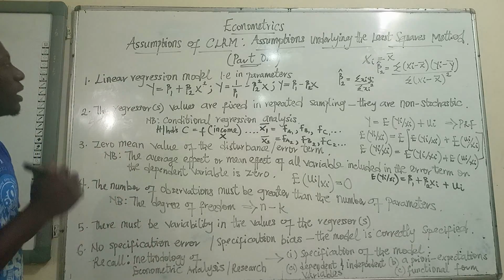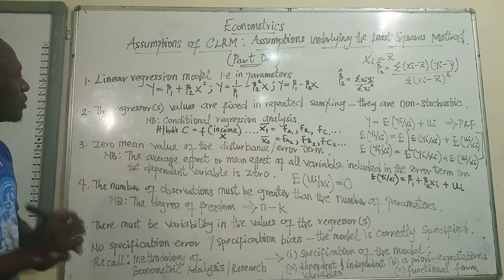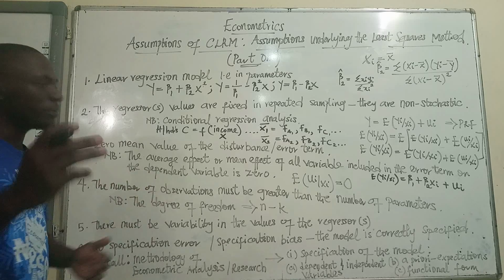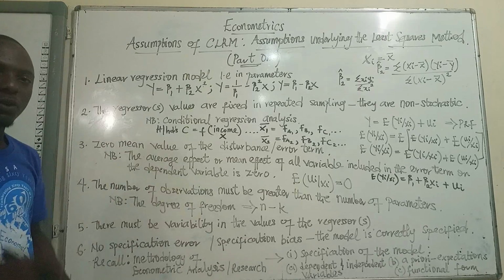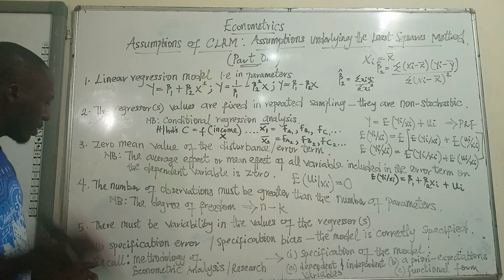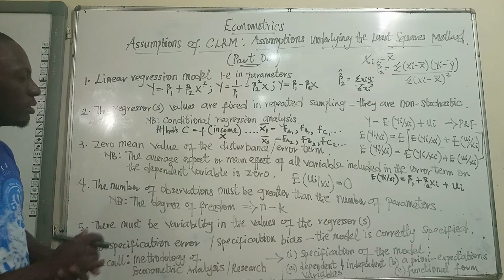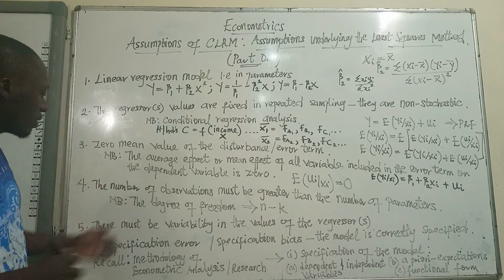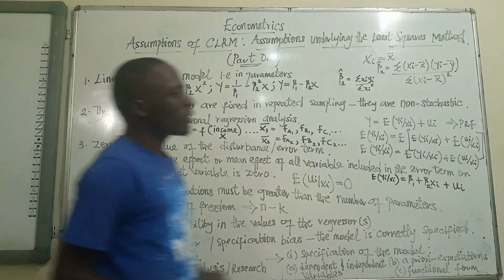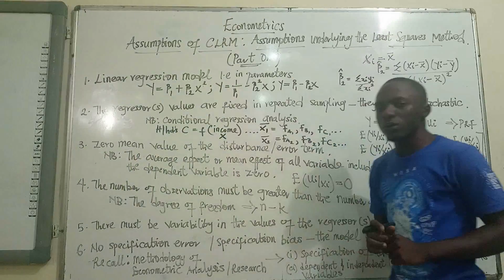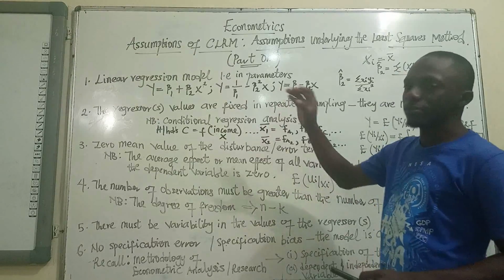1, the linear regression model. 2, the regressors' values are fixed in repeated sampling. 3, zero mean value of the error term. 4, the number of observations must be greater than the number of parameters. 5, there must be variability of the values of the regressors. And 6, there is no specification bias. So we'll start now with the first assumption, the linear regression model.